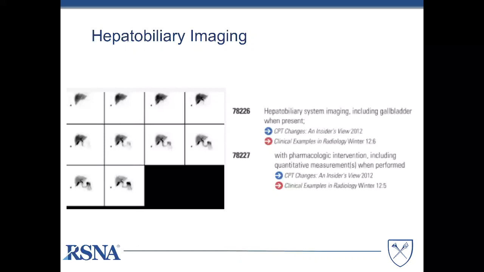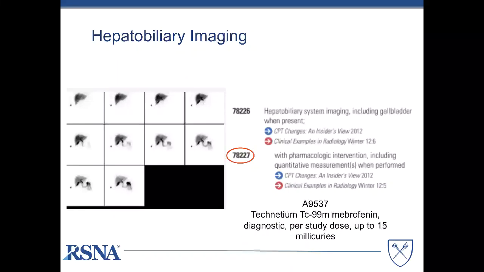Next, we'll take a look at hepatobiliary imaging, also known as a HIDA scan. In the case of determining if a patient has acute cholecystitis, code 78226 would be reported. However, in the case of chronic cholecystitis or concern for biliary dyskinesia, where a gallbladder ejection fraction is reported, then code 78227 would be reported. The CPT code for the radiopharmaceutical also needs to be reported, such as Cholotec, noted here.